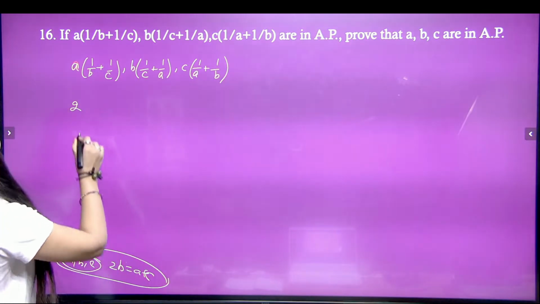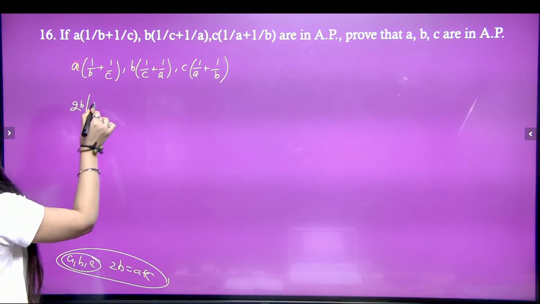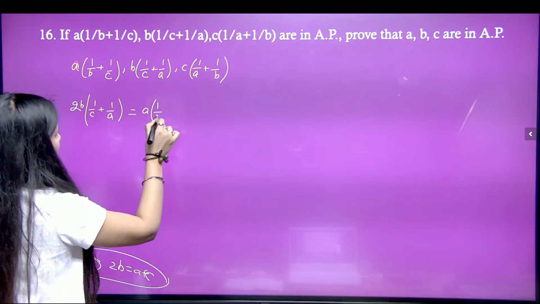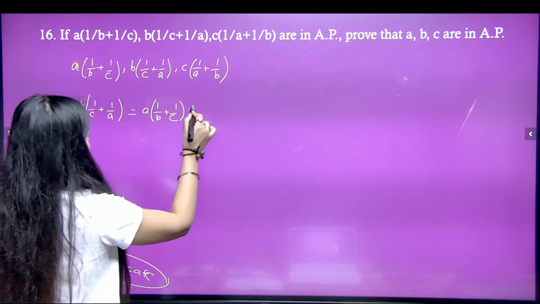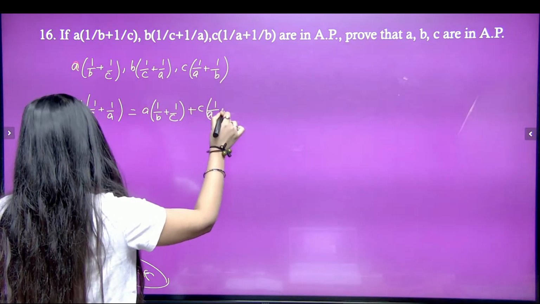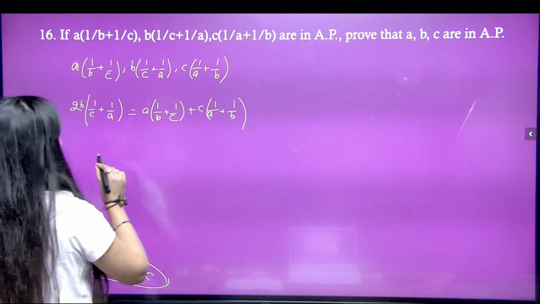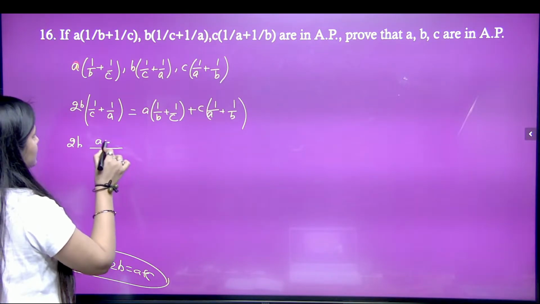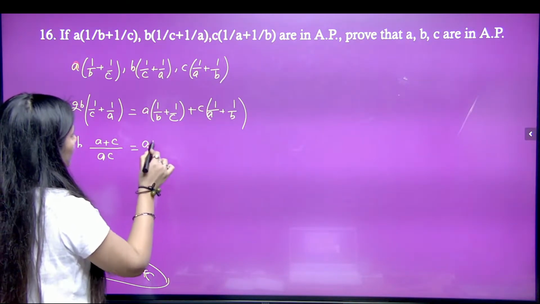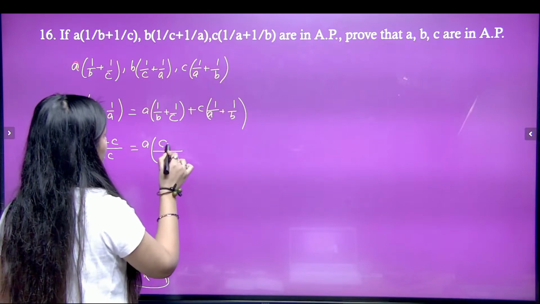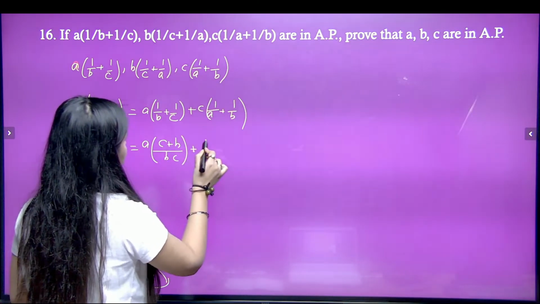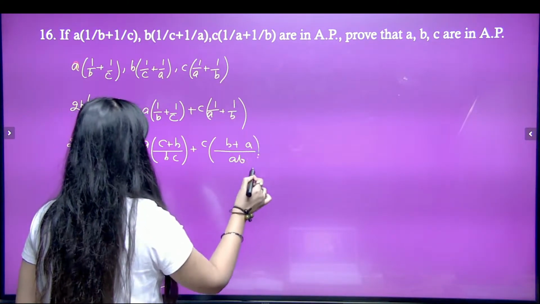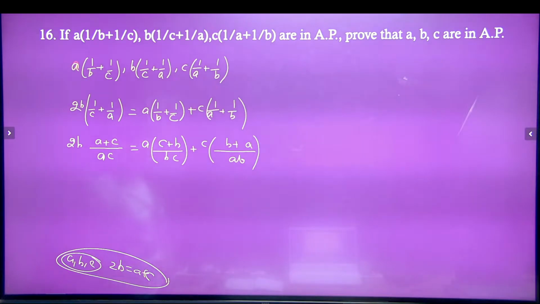So I am doing the same thing. 2 times of second term is equal to first term plus third term. So it is 2B(A + C)/AC = A(B + C)/BC + C(A + B)/AB. Okay.